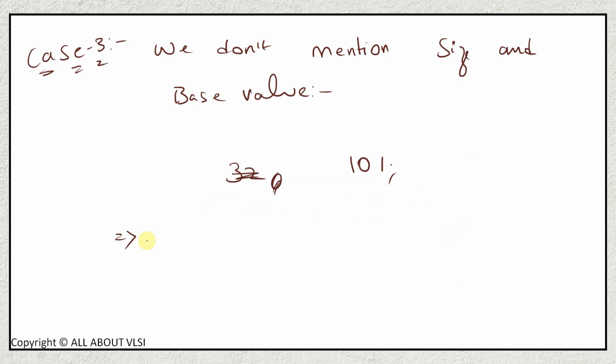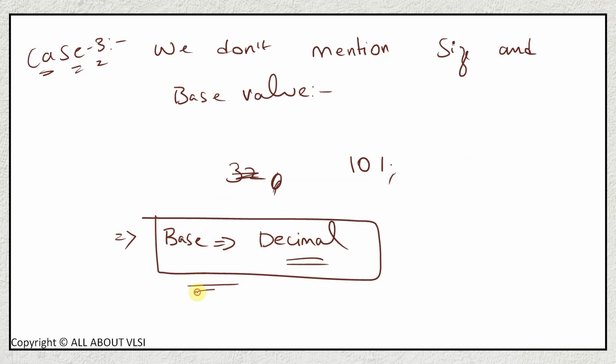And if you are not mentioning the base, then the default base will be considered as decimal by the compiler. So the base will be considered as decimal if you are not mentioning the base. So this will be a 32-bit 101 decimal value. So that is what it is going to consider.